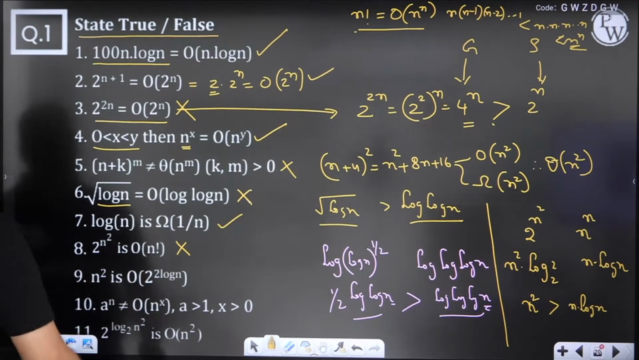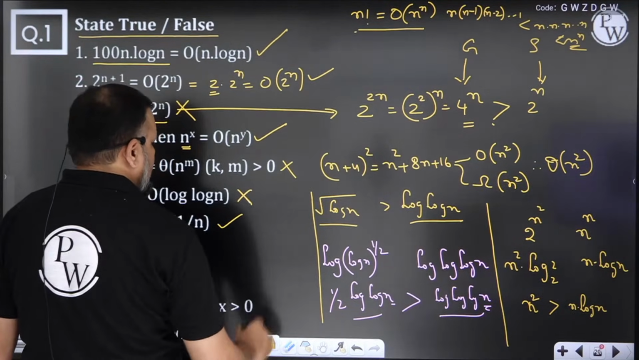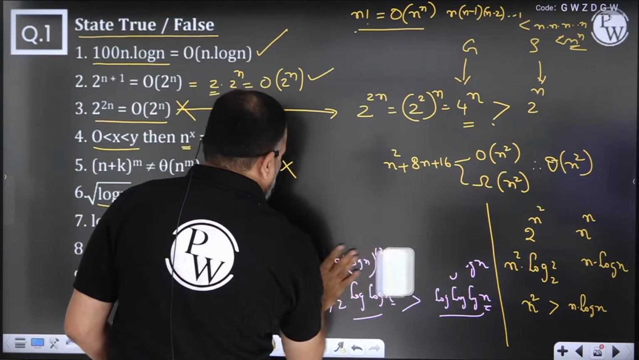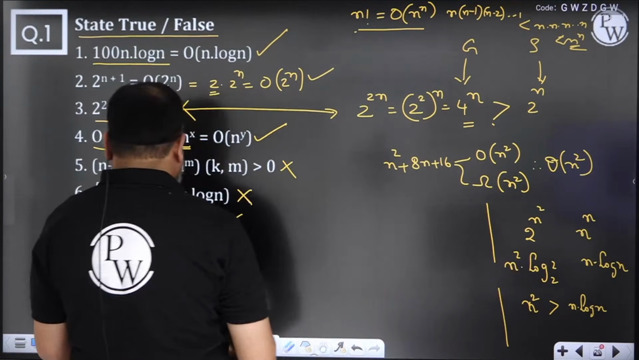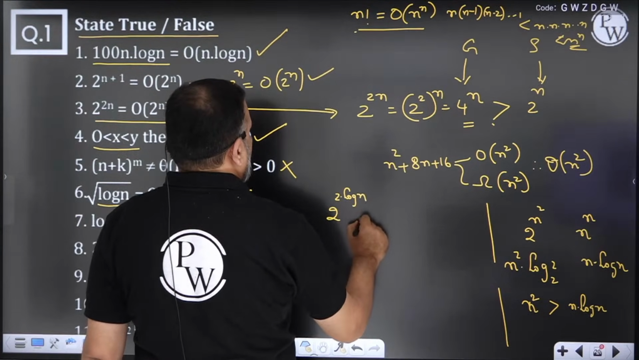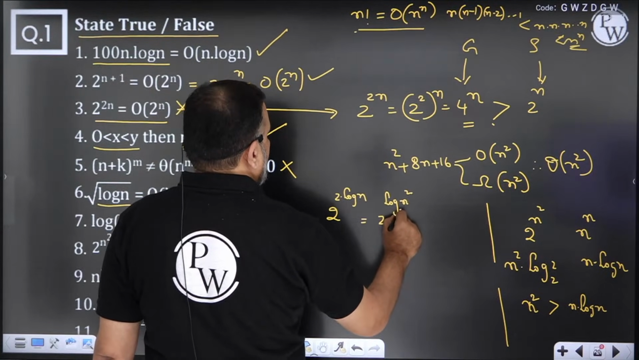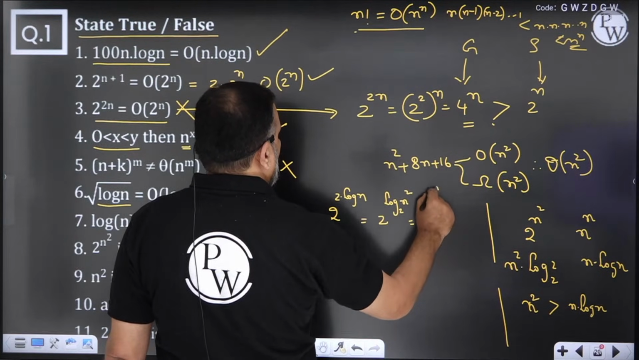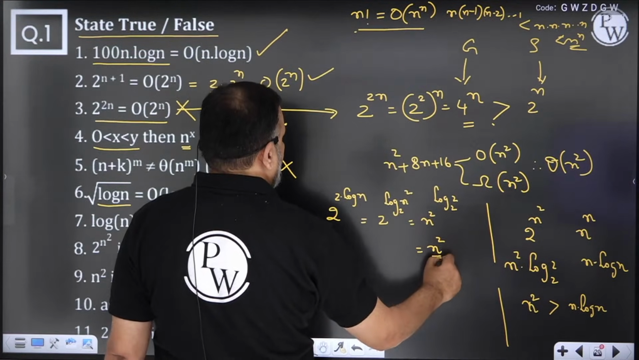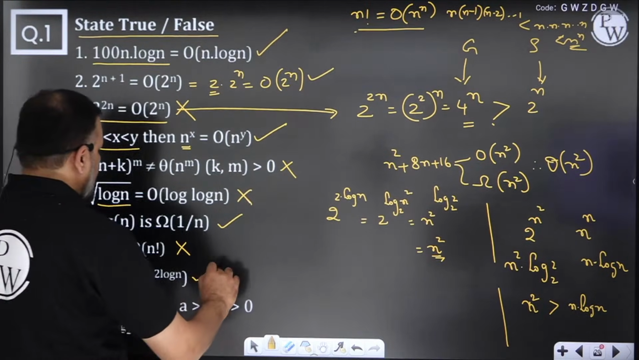9th one, n square is 2 power 2 log n. What is 2 power 2 log n? Using property of log, 2 power 2 log n is nothing but first I can write it like 2 power log n square to base 2, which I can write it like n square whole power log 2 to base 2. Log 2 to base 2 is 1, so therefore this is n square. 2 power 2 log n is n square. So therefore n square is order of n square, correct.